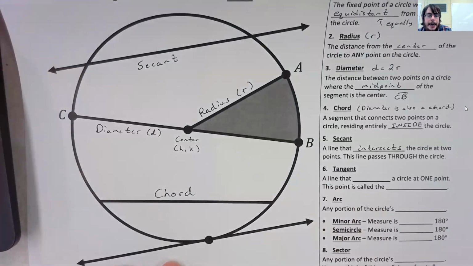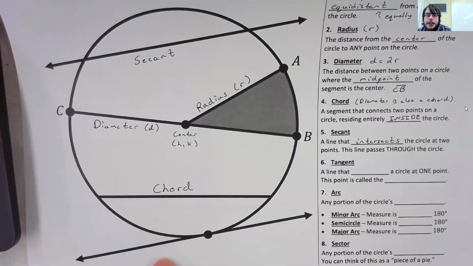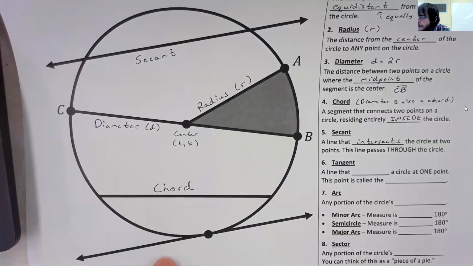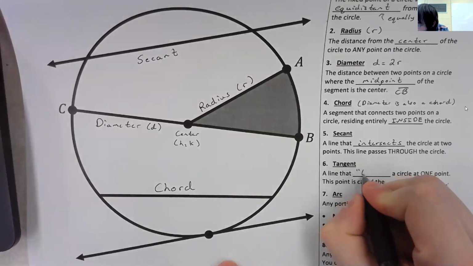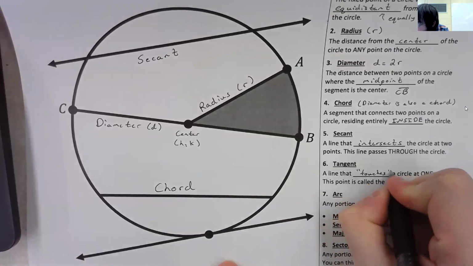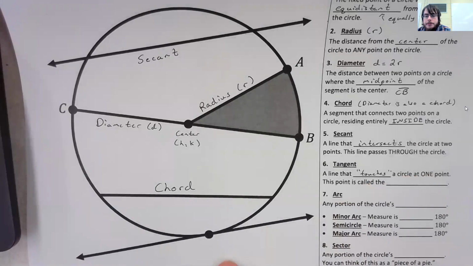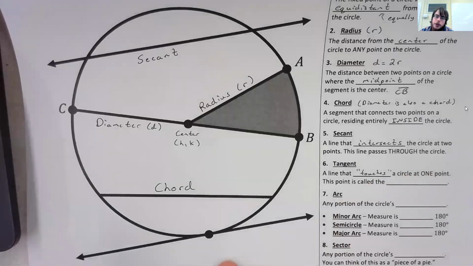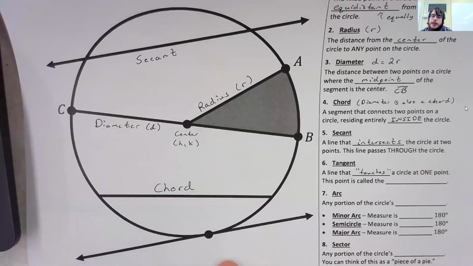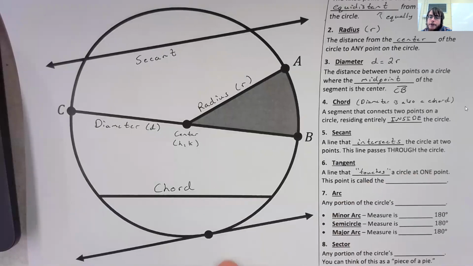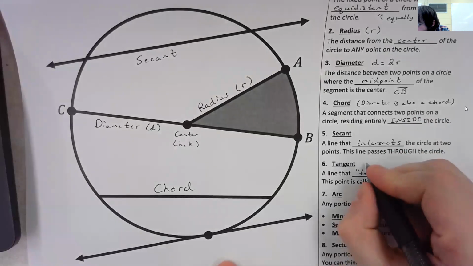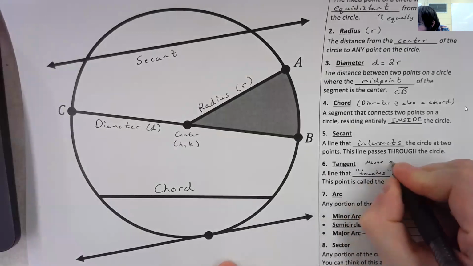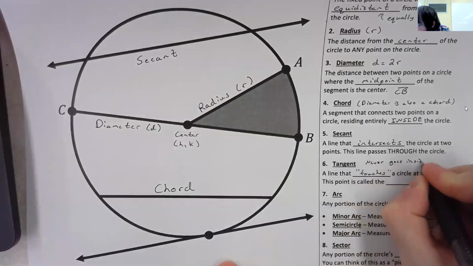And next up is our tangent. A tangent is a line that touches a circle at 1 point, okay? A line that touches a circle at 1 point. So all it does is basically just skim the circle. It hits one single point and then it stays outside of the circle. So a tangent never goes inside, okay? Never goes inside the circle.